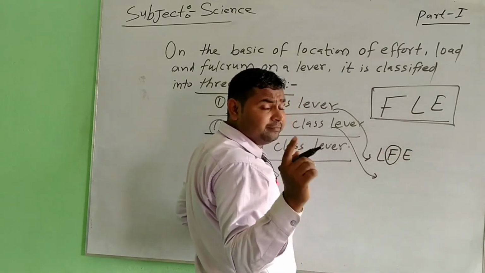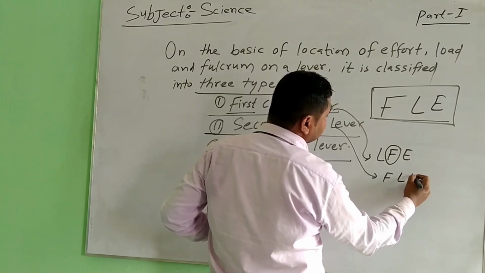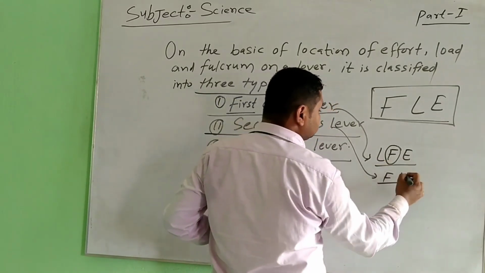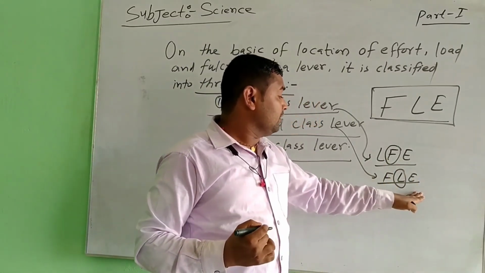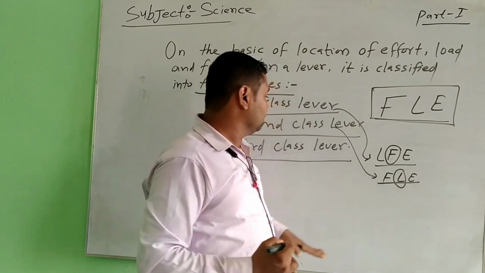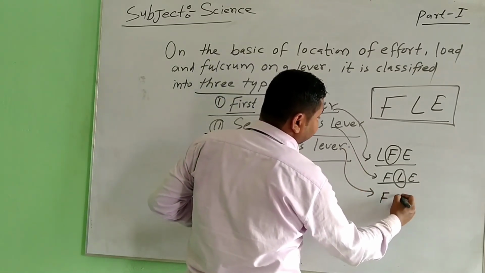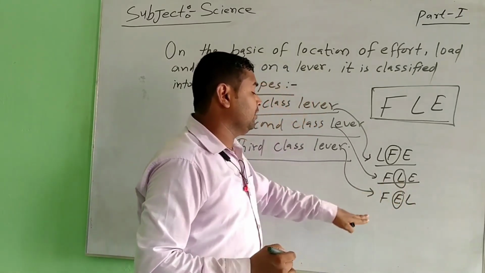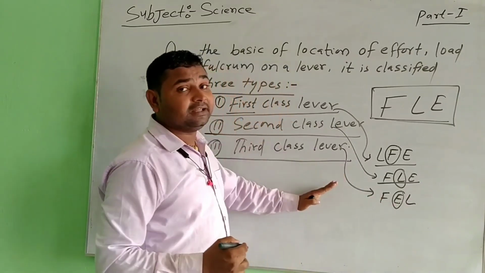In the second class lever, the load must be in the middle. It means F, L, E. That is the second class lever. It means the load is in the middle: fulcrum, load and effort. So another is F, E, L, where the effort is in the middle, between the fulcrum and the load. That is the third class lever.